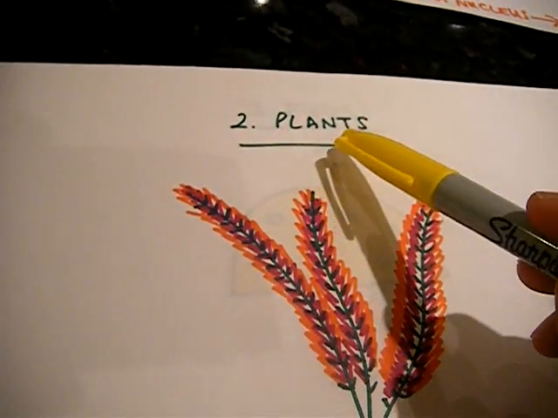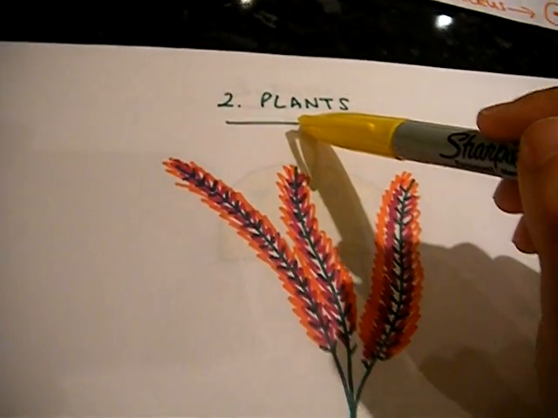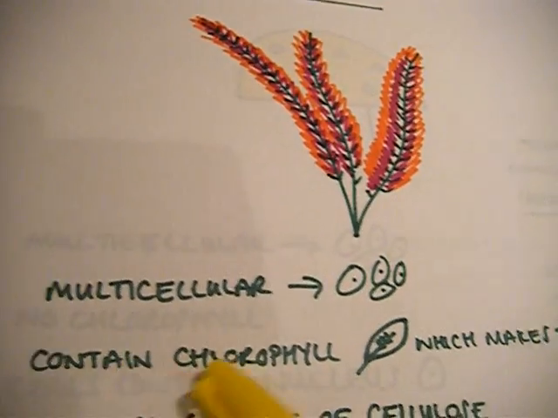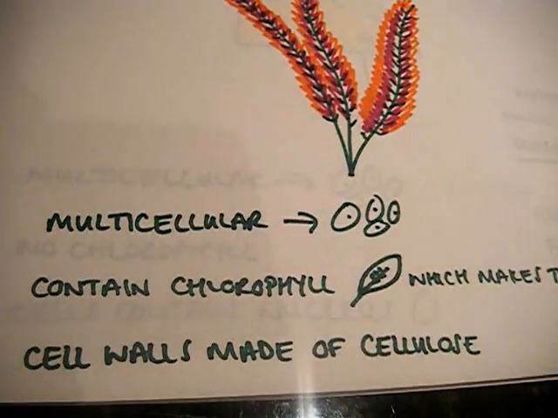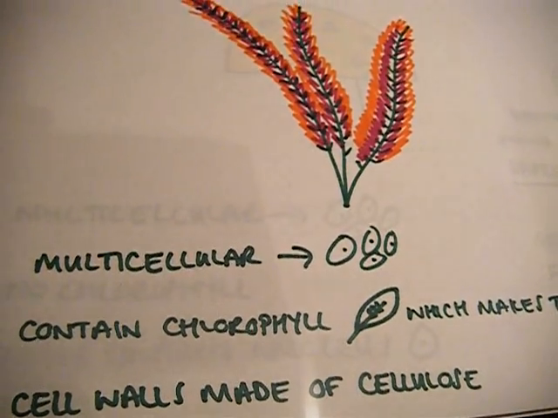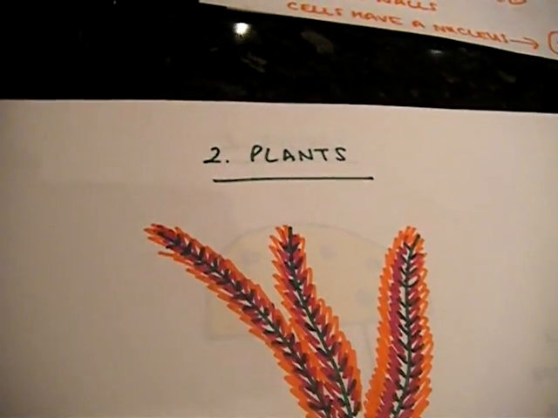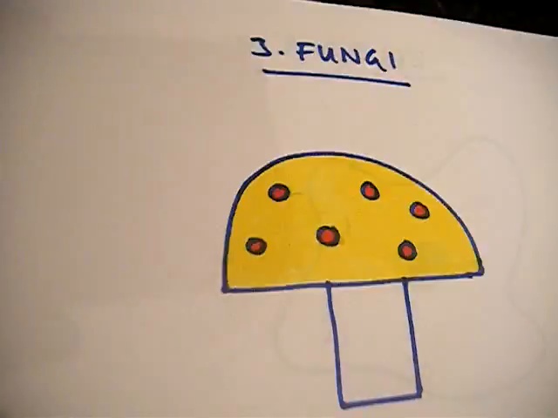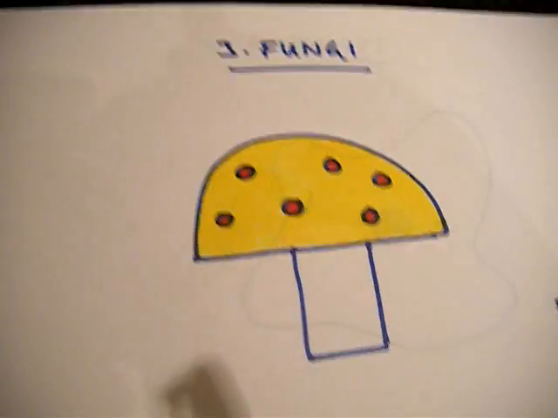So, to be classified in the plant kingdom, the organism must be multicellular, contain chlorophyll, and have cell walls which are made of cellulose. So that's number 2, the plant kingdom. Number 1 was the animal kingdom. Number 3 is the fungi kingdom.